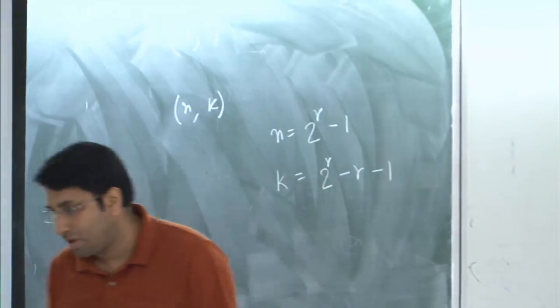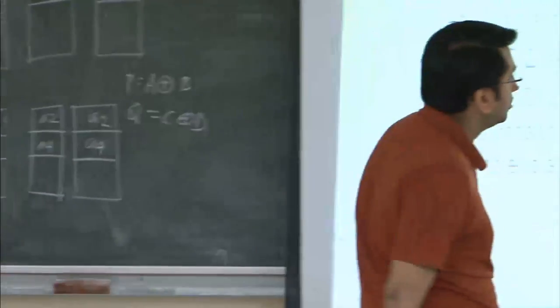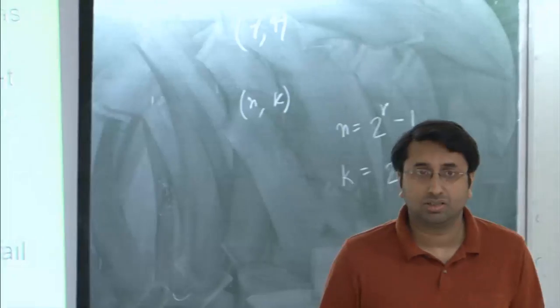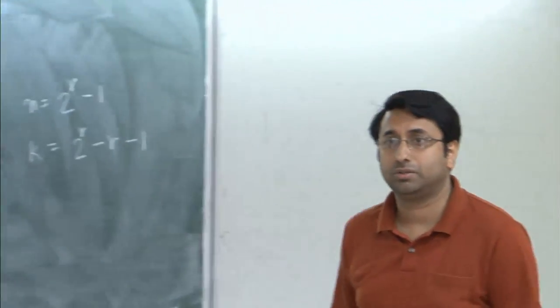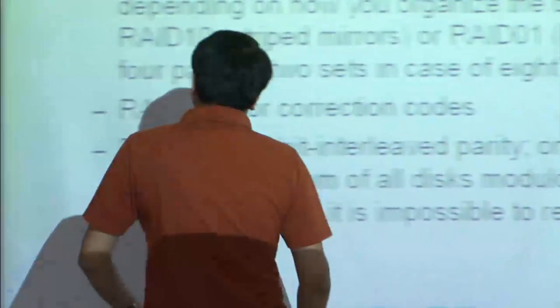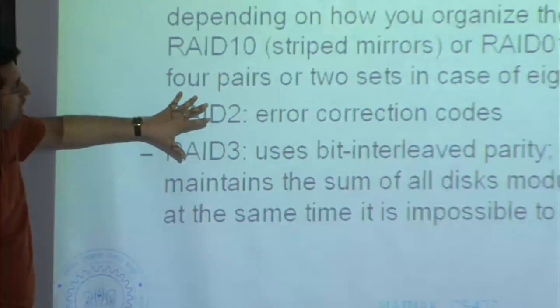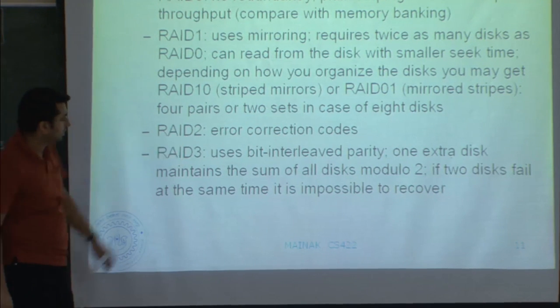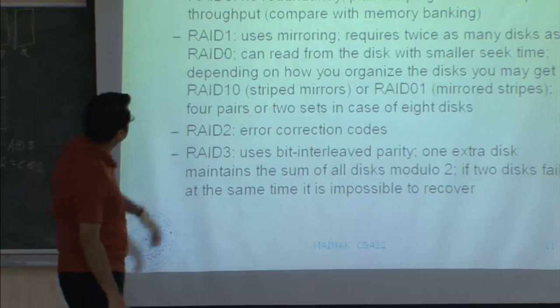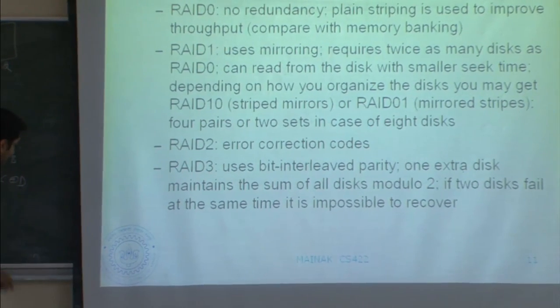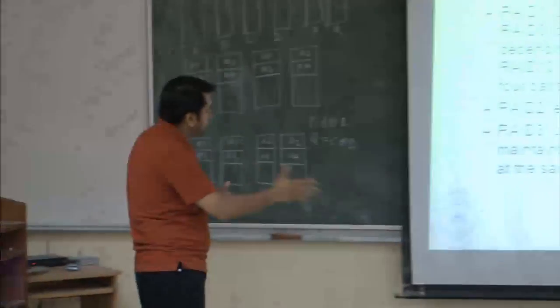It turns out that on top of Hamming code, if you add one parity bit, that exhausts all the data bits, you can actually do double error detection and single error correction. Anyway, this is more of a theoretical proposal, and industry doesn't really use this in any of the commercial disks, although RAID 1 and RAID 0 are very popular. And of course the subsequent ones are also.